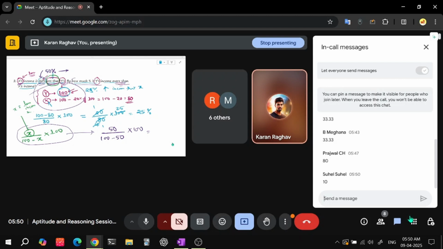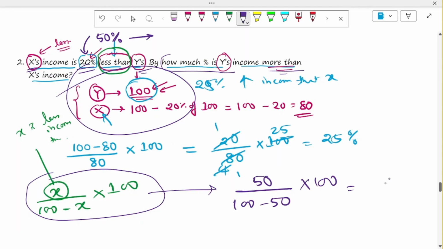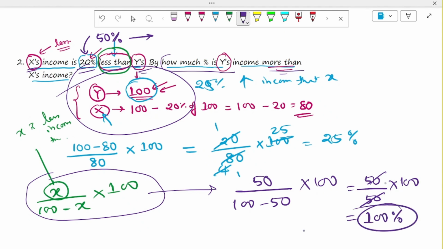You need to be very quick. I think Prajwal is right. 50 divided by 50 into 100. 50 cancels. It will be 100%. It will be 100% more than the excess income.